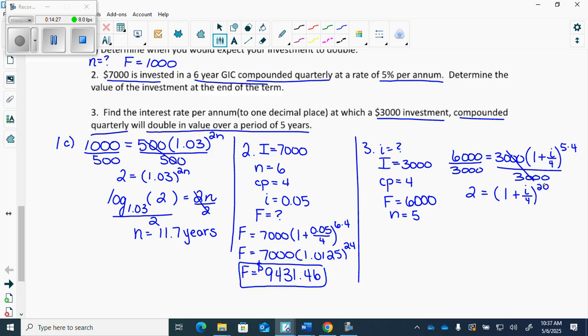Now the first thing we have to get rid of is the 20. If it was a 2, we'd square root. If it was a 3, we'd cube root. Since it's a 20, we're 20th rooting. You guys need to pay attention. So we're going to take the 20th root, and we're going to leave it like that for now. So we go to the 20th root of 2 equals 1 plus i divided by 4.